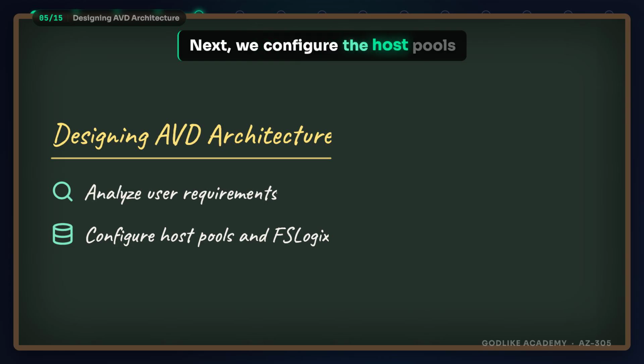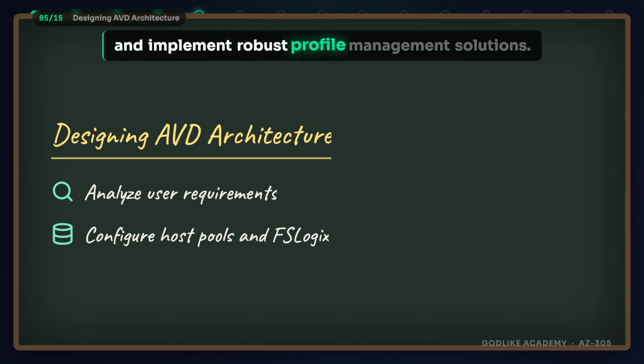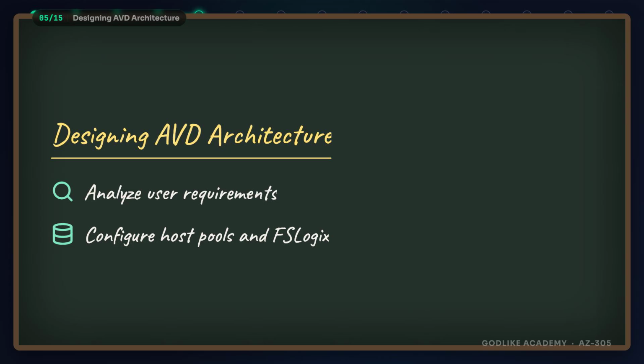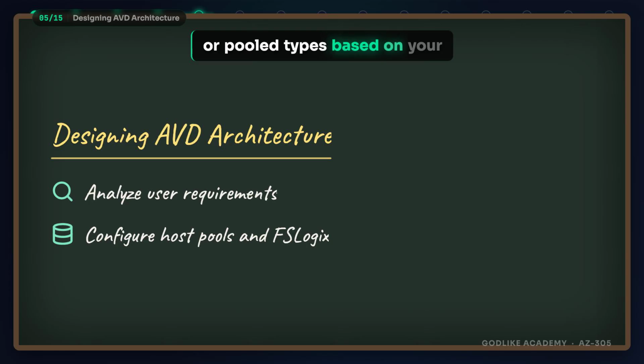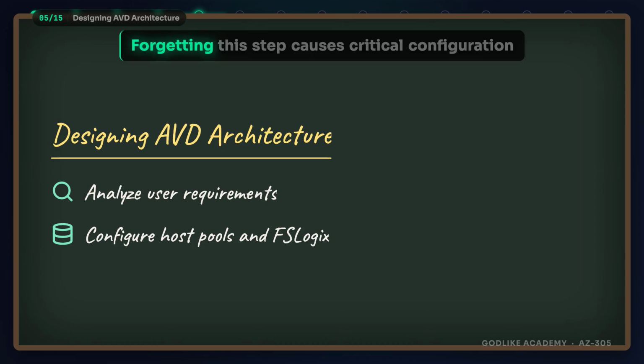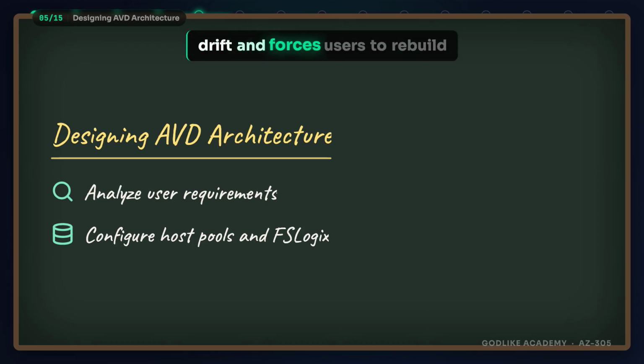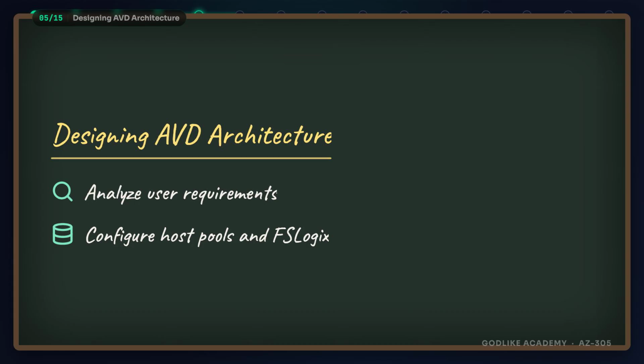Next, we configure the host pools and implement robust profile management solutions. You must explicitly select between personal or pooled types based on your prior analysis. Then you implement FSLogix to ensure user data seamlessly follows them across sessions. Forgetting this step causes critical configuration drift and forces users to rebuild their environments every single time they log in.